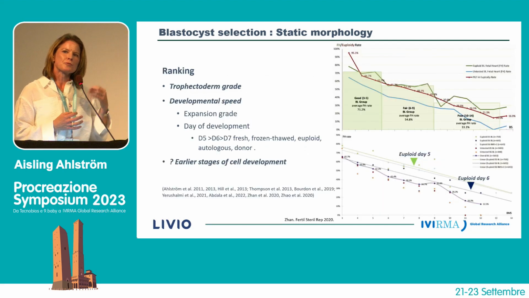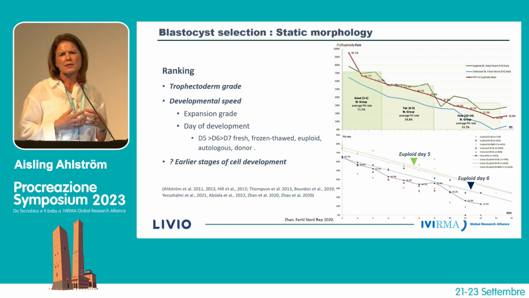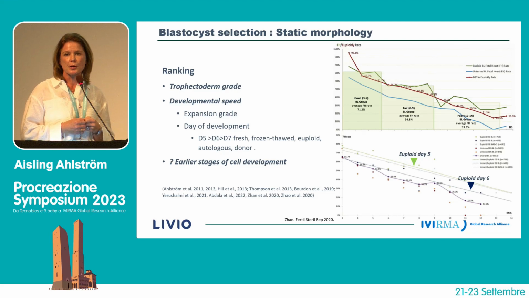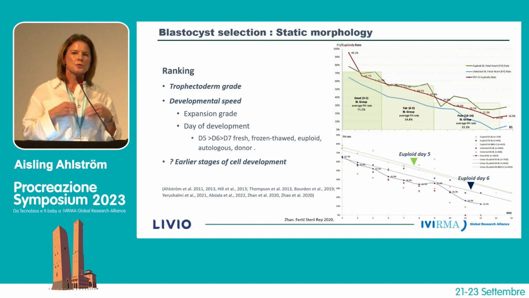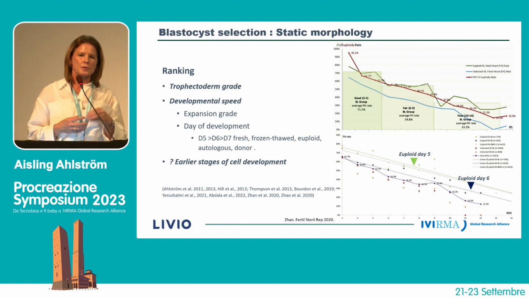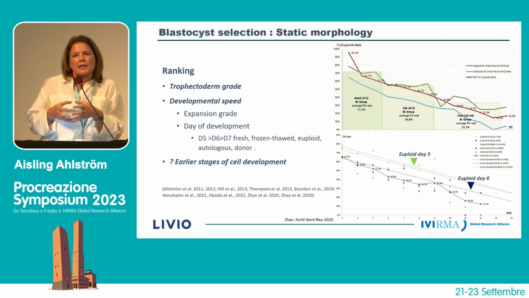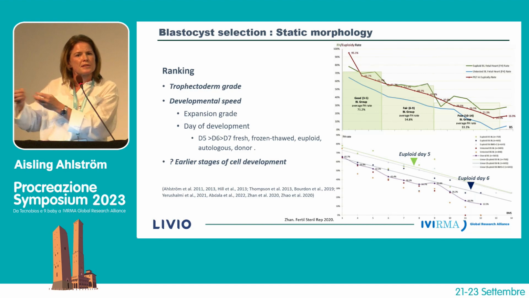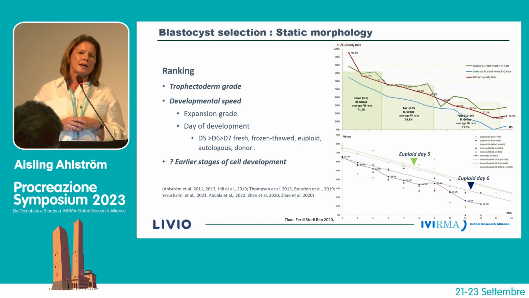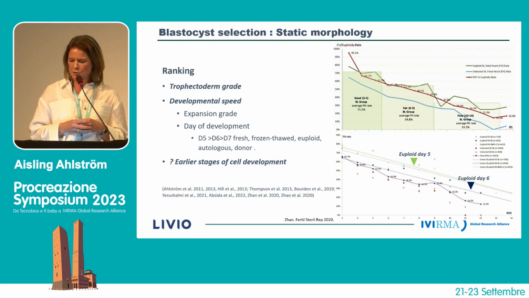If we look at what the consensus is today and what we know from the evidence, it suggests that a good trophectoderm grade is important for predicting live birth. And if we want to rank embryos further, developmental speed is important. This is represented by your expansion grade, but also by the day on which your blastocyst expands. So a day 5 blastocyst which has a discernible inner cell mass and a trophectoderm has a higher live birth or ongoing pregnancy chance than a day 6 and then a day 7. This is applicable to frozen and fresh, to autologous and donor blastocysts, but also to euploid blastocysts.